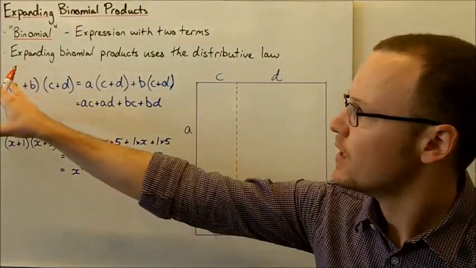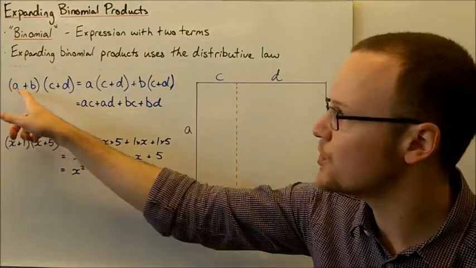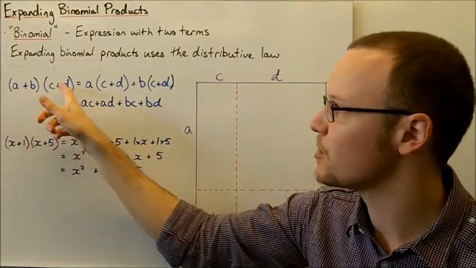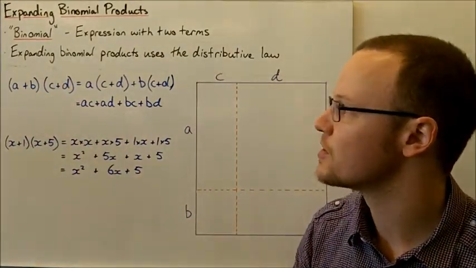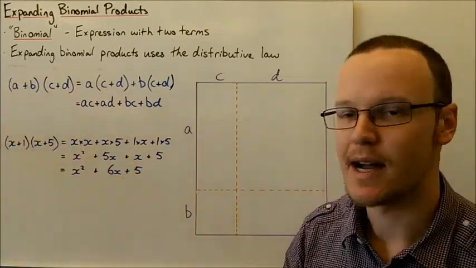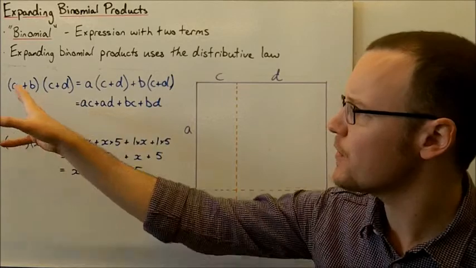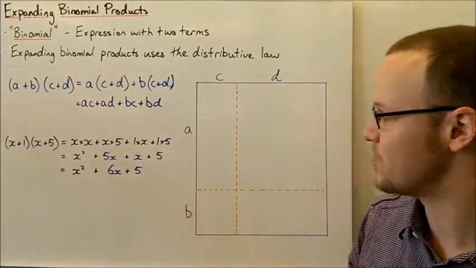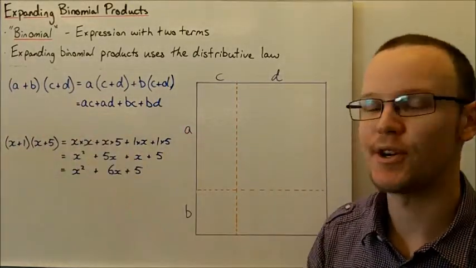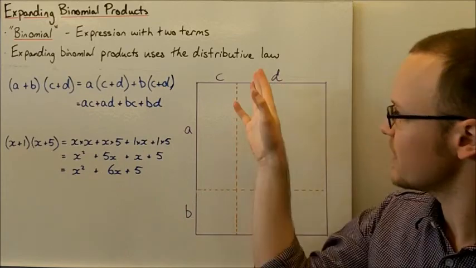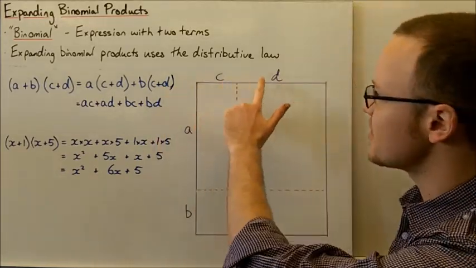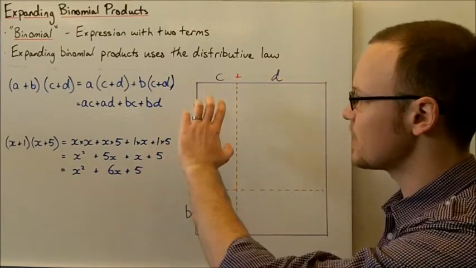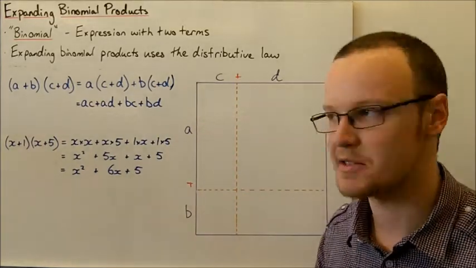Okay, so this is a binomial product. We've got two terms and we're multiplying them together by another set of two terms, so there's a multiply sign in between the two sets of brackets. That's very much like finding the area of a rectangle with one side a plus b, and one side c plus d. You can see that we can break it up so that we've actually got four separate areas.